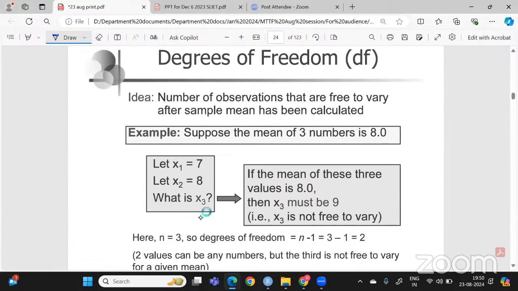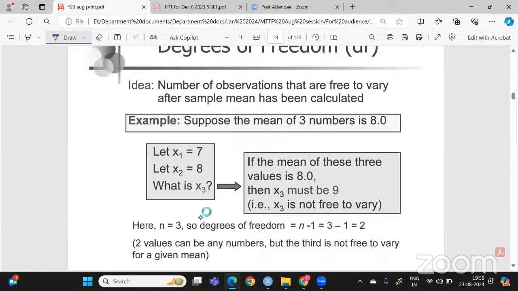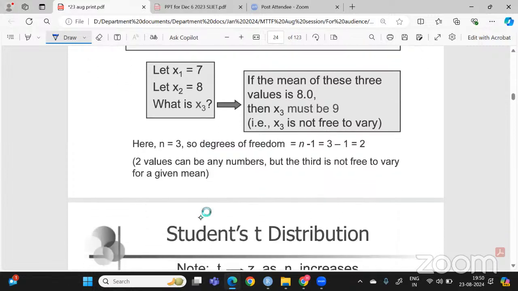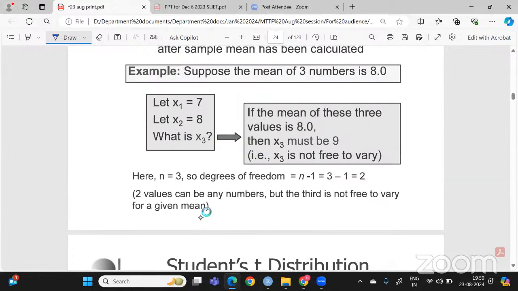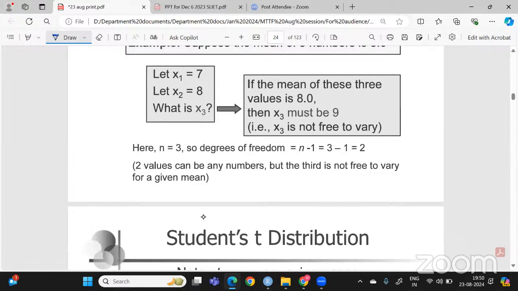There is one example you can see. Suppose the mean of 3 numbers is 8. We have the information that the 3 numbers have mean 8, and that the first observation is 7 and the second observation is 8. So we can derive the third observation. That is not a problem for us. Because there is no information regarding the population variance, we estimate it from the sample observations, put the values in this formula, and get the confidence interval.